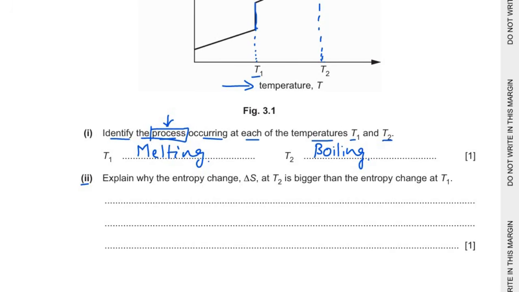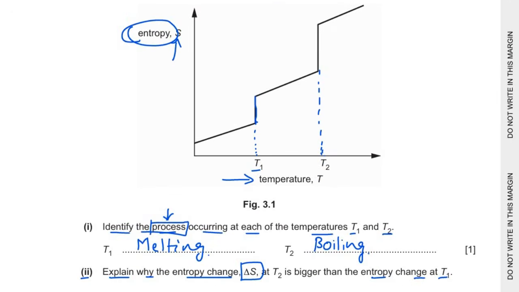The sub question 2 is explain why the entropy change delta S at T2 is bigger than the entropy change at T1. Now let's understand what is being asked. Here you can say that the entropy change at T1 is given by this change. So this is the change which is happening at the melting point. But if you compare the entropy change at temperature T2, this delta S, the entropy change, is quite bigger than the entropy change happening during melting point.